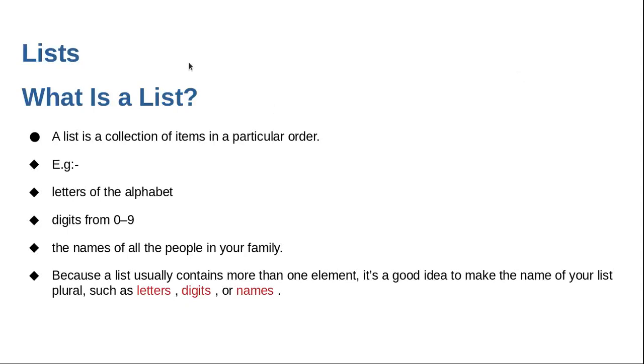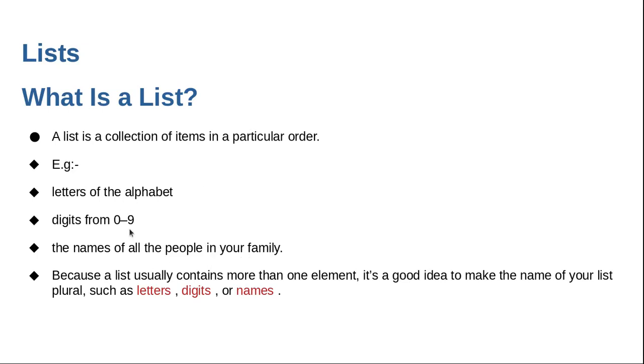A list is a type of data structure. This means it is a way of storing data. A list is a collection of items in a particular order. For example, the letters of the alphabet could be a list, digits from 0 to 9 could be a list, and the names of all the people in your family could be data that we want to store in a list.